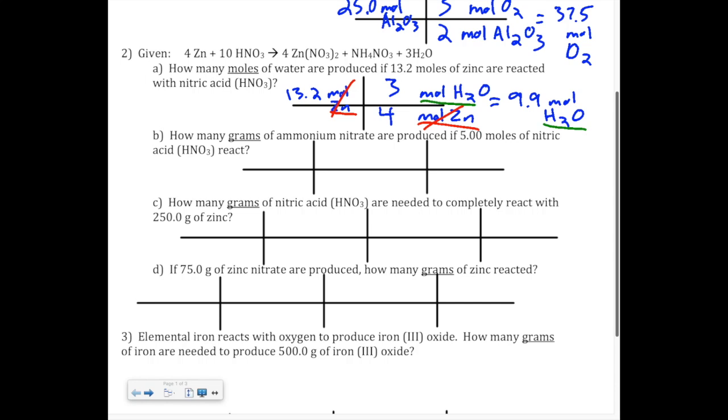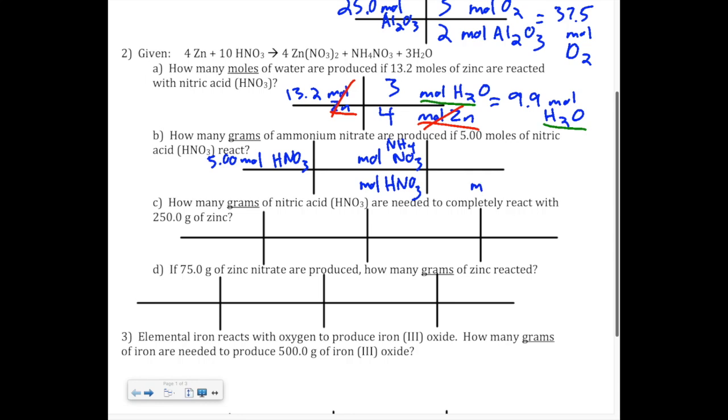So it says how many grams of ammonium nitrate are produced if 5 moles of nitric acid react. So I start with 5.00 moles of nitric acid, what's given to me, and I'm going to convert moles of nitric acid, HNO3, to moles of ammonium nitrate. Now, ammonium nitrate is NH4NO3. I'm sorry I couldn't fit that in one line.